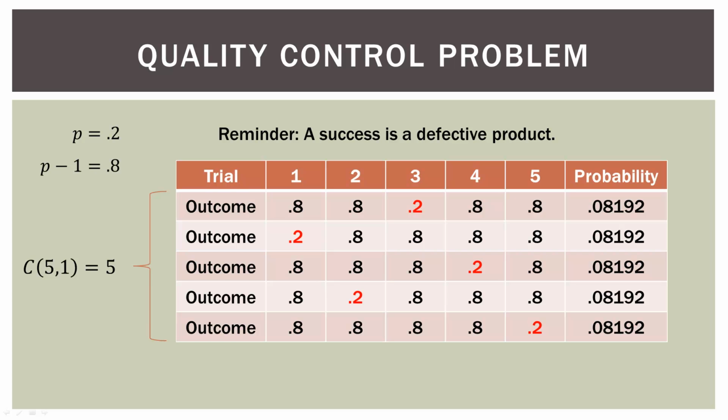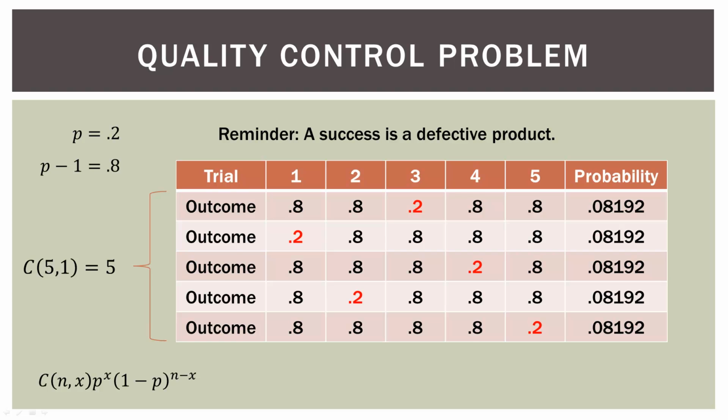Look at the third row. In this case, the defective one is the fourth one. But again, the math doesn't change. It's still 4 0.8s and a 0.2. That is 0.08192. So you can see the pattern here. Just because we arrange the numbers differently in each outcome doesn't mean the probability changes. And that's important. So we have 5 choose 1 over on the left because we have 5 different outcomes for this one defective product. And each outcome has its own probability, which happen to be the same because the numbers are the same. So what we're getting at is a general formula.